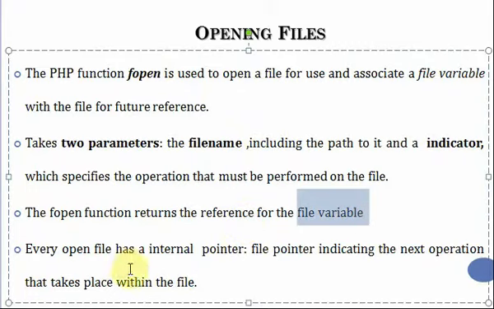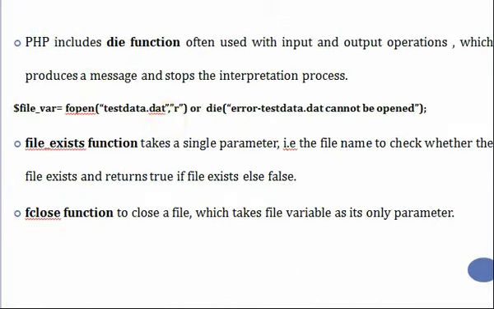Every open file has an internal pointer. The pointer points to the location in your file, that is, the file pointer indicates the next operation that takes place within the file. Just assume currently the data you want to read is over here. After this, the next data you have to read is this. That information will be told by the file pointer. Okay, so we'll go to the next slide.